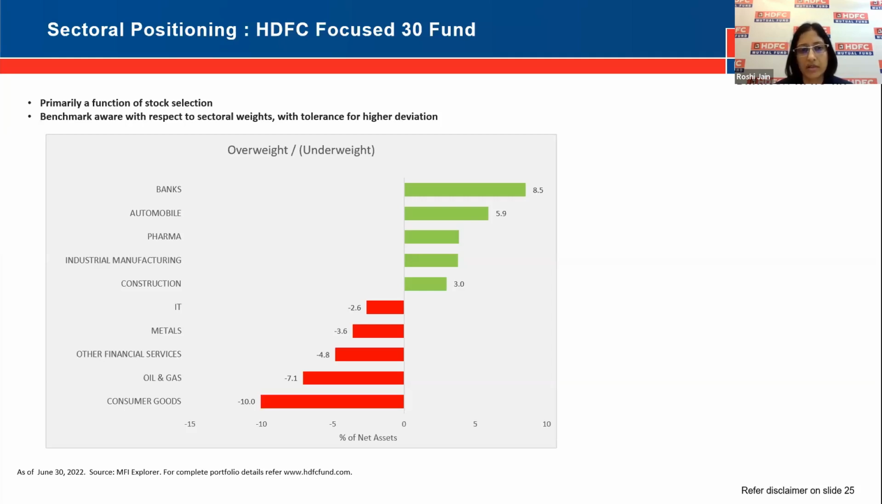So auto, which is a manufacturing oriented sector, industrial manufacturing, construction, these are the overweight sectors, mostly domestic linked or with opportunities for exports. Several of the global facing sectors are actually underweights. You will see metals, which is a global facing sector. You will see energy, oil and gas, which is a global sector. These are underweights, largely on account of the kind of growth risks that we see in many parts of the world. Consumer is an underweight largely for valuation reasons.